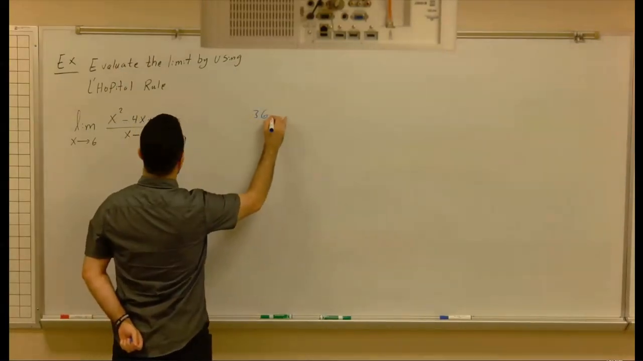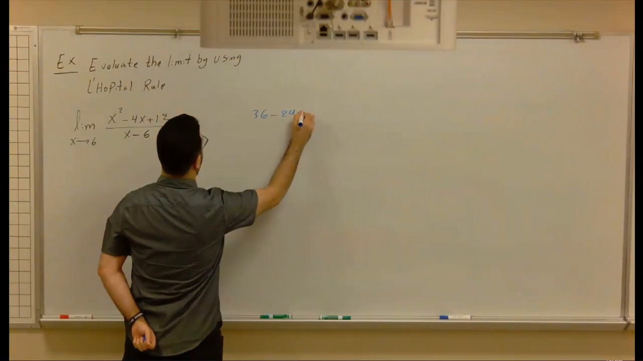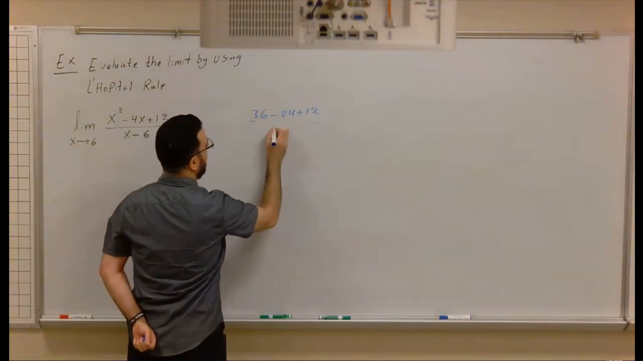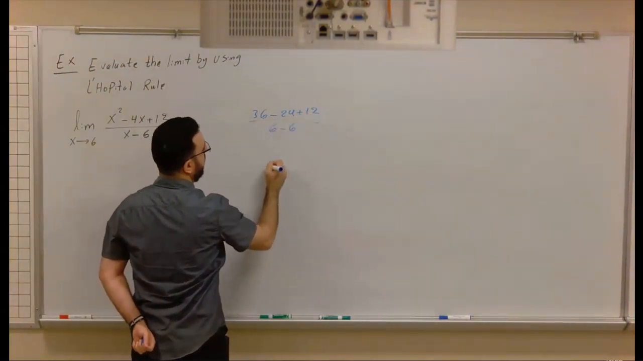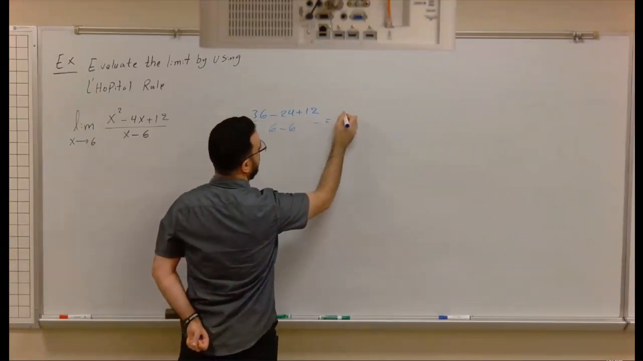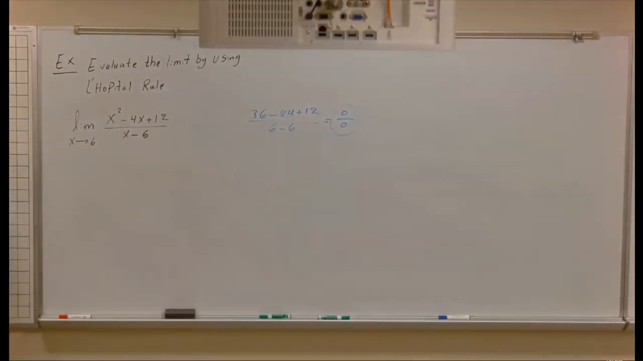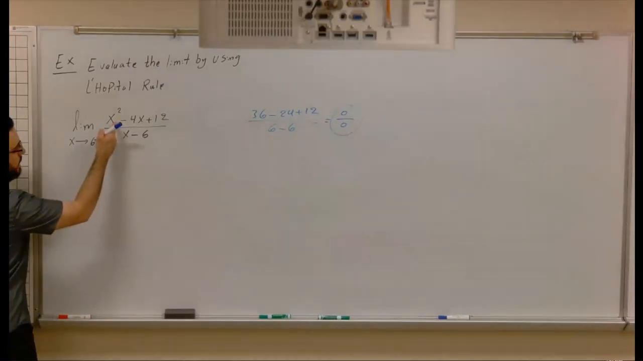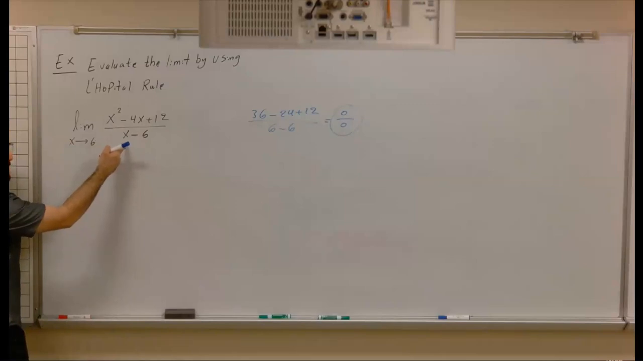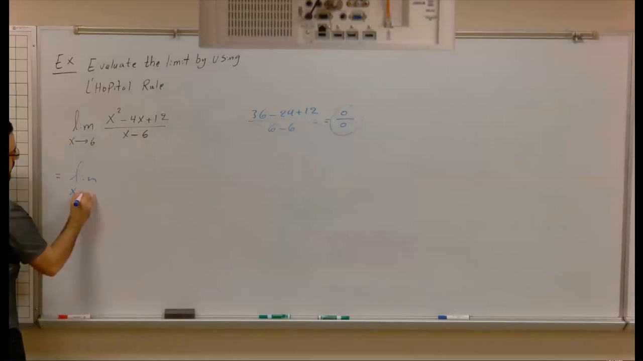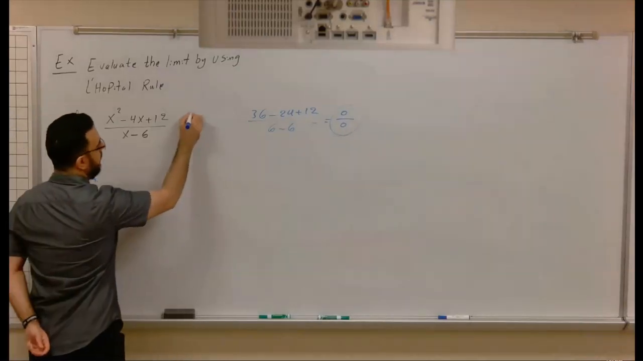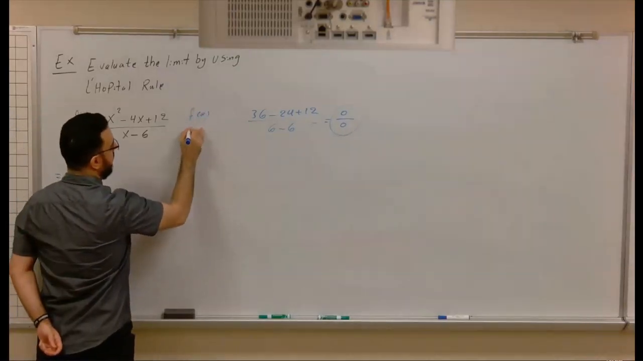It's going to be 36 minus 24 plus 12, and 6 minus 6. That means 36 minus 24 plus 12 is going to be 0. So this is indeterminate form, which means I can use L'Hopital's rule. L'Hopital's rule says, okay, this is f of x and this is g of x. That means the limit when x approaches 6 of f of x over g of x. I'm going to find the derivative for f of x.